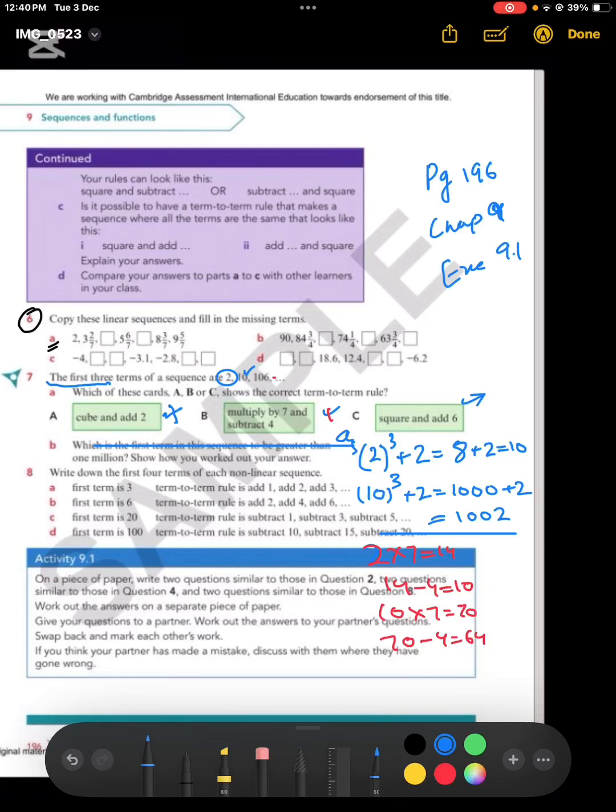Now let's do part C. Let's solve part C for it. Part C says square and add 6. So if I take the square of 2 and add 6 with it, it will be 4 plus 6 equal to 10. If I take the square of that 10 and add 6 with it, 100 plus 6 will be 106. So this answer is correct. This part C gives the sequence that is mentioned above.